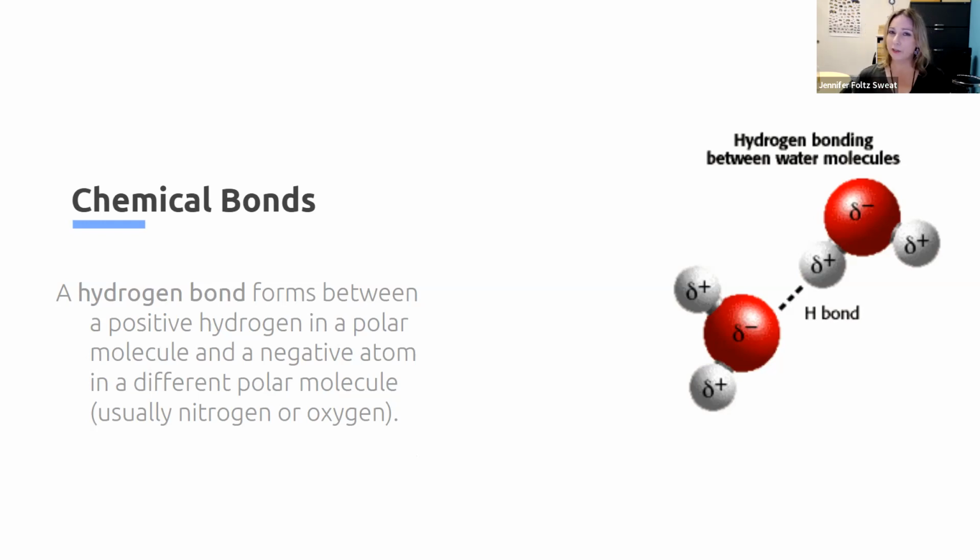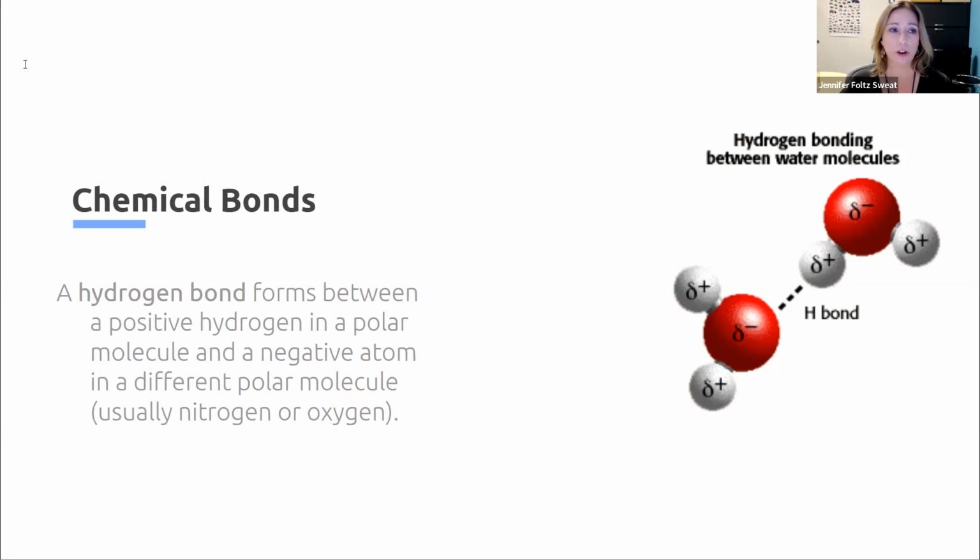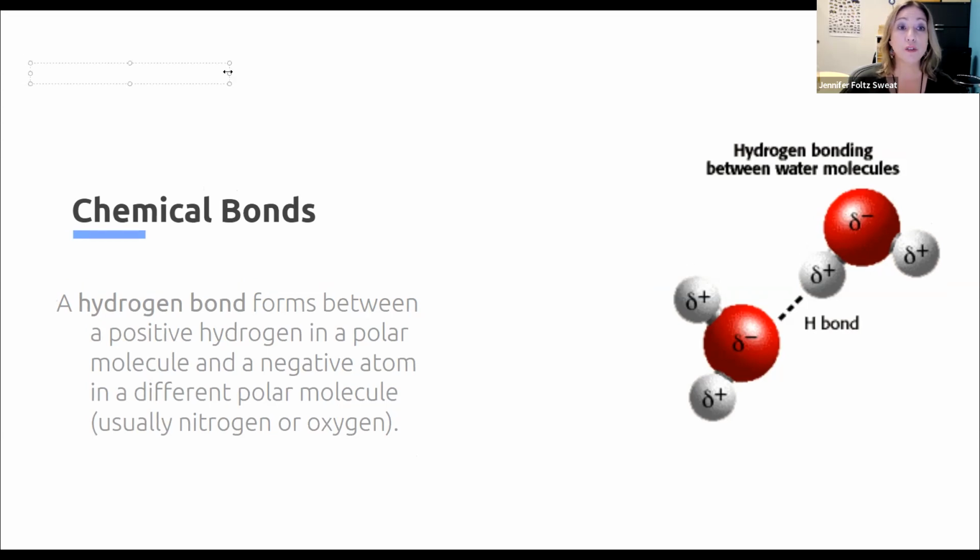I know that's a little bit difficult to understand. So I'll write down some information that will help you understand what a hydrogen bond is. First of all, it is always between hydrogen in a polar molecule, usually water, and oxygen or nitrogen or some other really strong atom in another polar molecule.